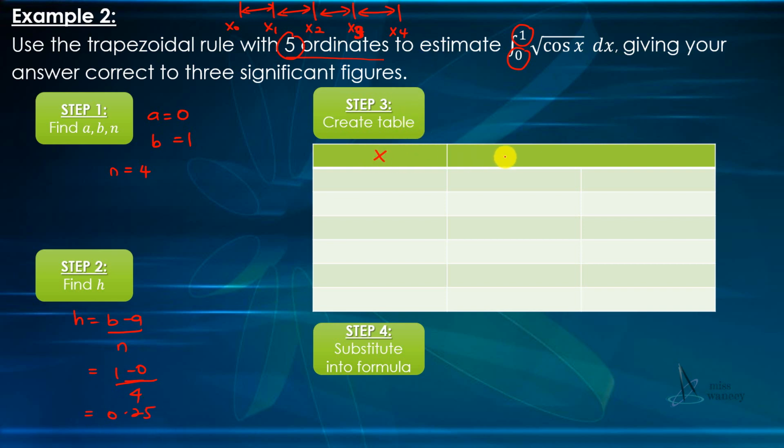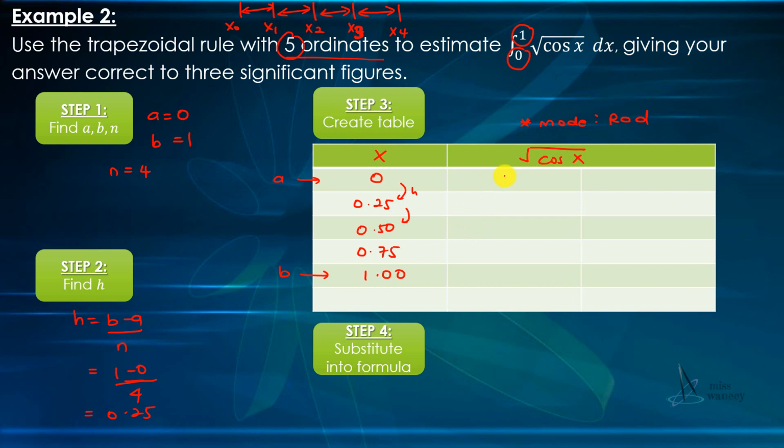Okay, so this is still an x. This is the square root of cos x. So since we have a trigonometric function, don't forget that the mode of your calculator should be in radian. Okay, so we always start with a, our lower limit. So lower limit is 0. Adding h, so do make sure you add h over here. So 0.25. Adding another h, so this is 0.5, 0.75, and then 1.0. So do make sure you stop whenever you reach b.